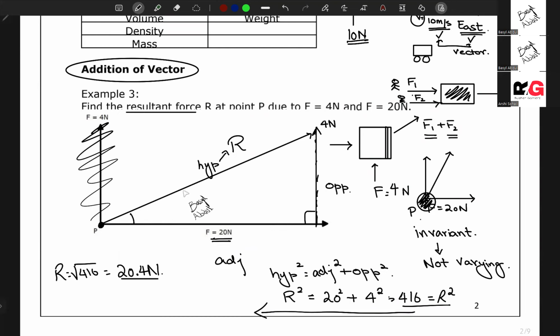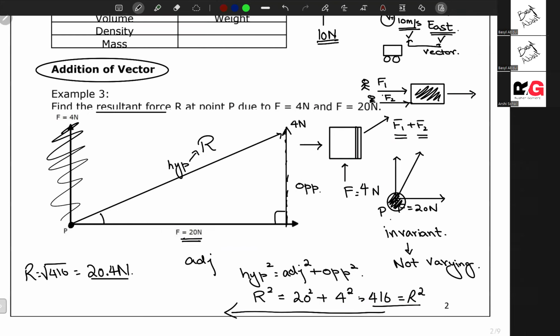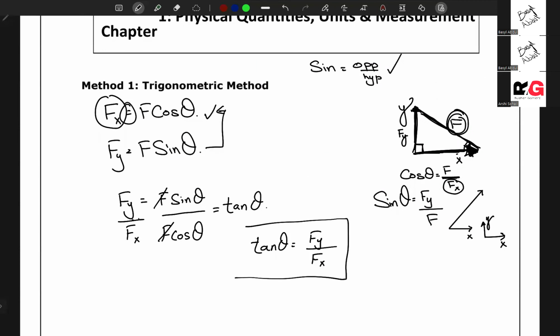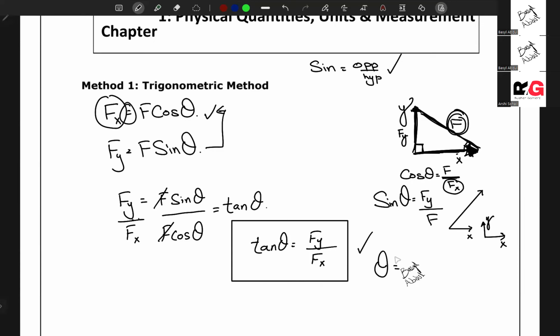To compute the direction, we made use of this expression for tangent theta. You don't have to derive it, you can just remember this formula. And if you want to understand where it comes from, that's what we did in the last class as well. Just use this formula, in which the angle theta is given by the tangent inverse of the y component of the force divided by the x component of the force, right?